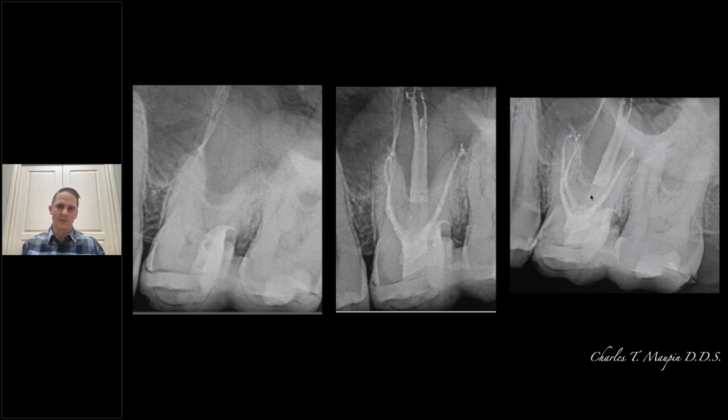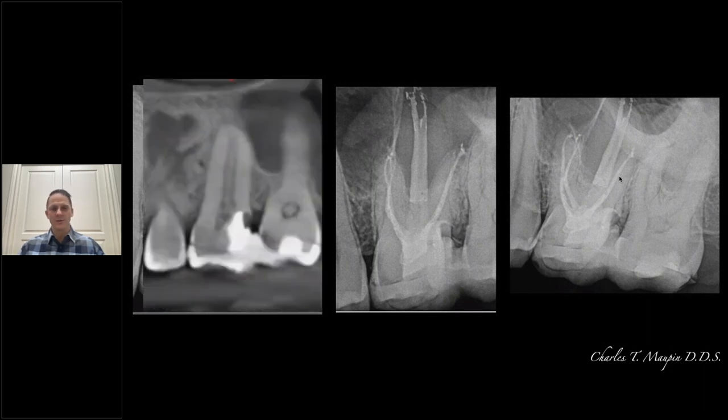Here's another post-op view. You can see separate MB1, MB2 canals, clean to the canal terminus, very conservative shapes. And I take a cone beam on every case. That way I know the anatomy going in. So I think it's pretty cool to look at the cone beam on the palatal canal. Number one, I had to remove all that calcification, and it took a little bit of time, but we instrumented beside it, and then we just ran the 200 micron.